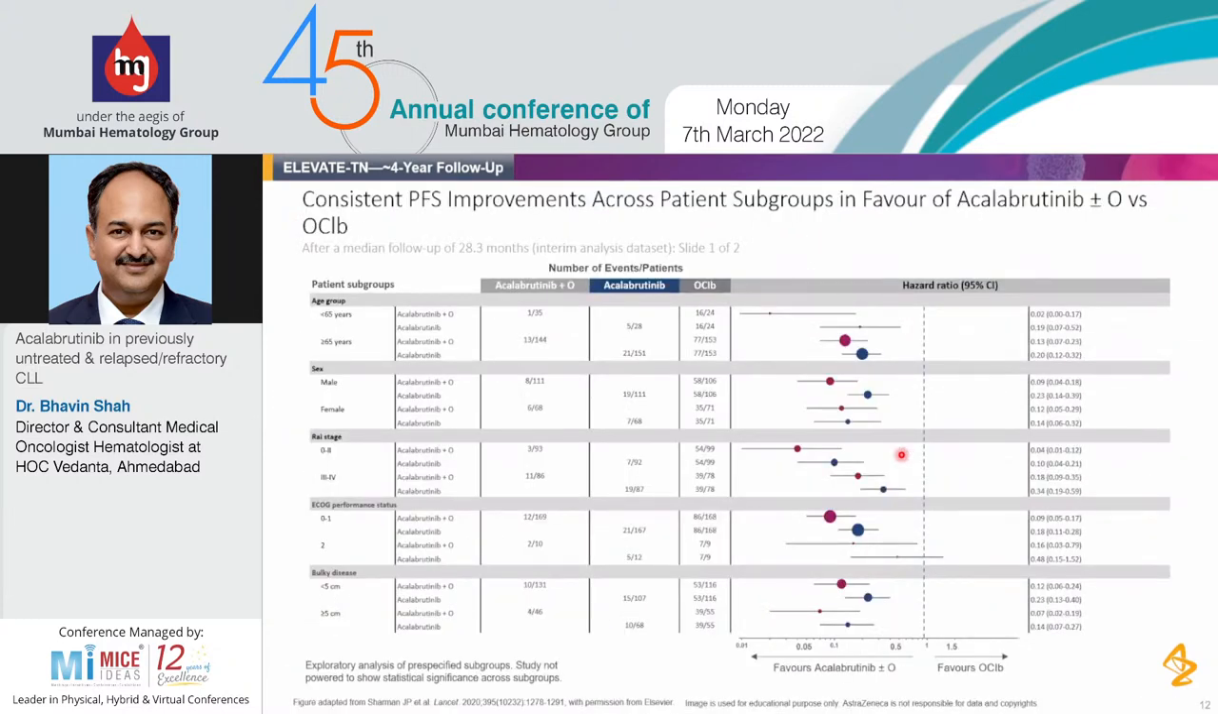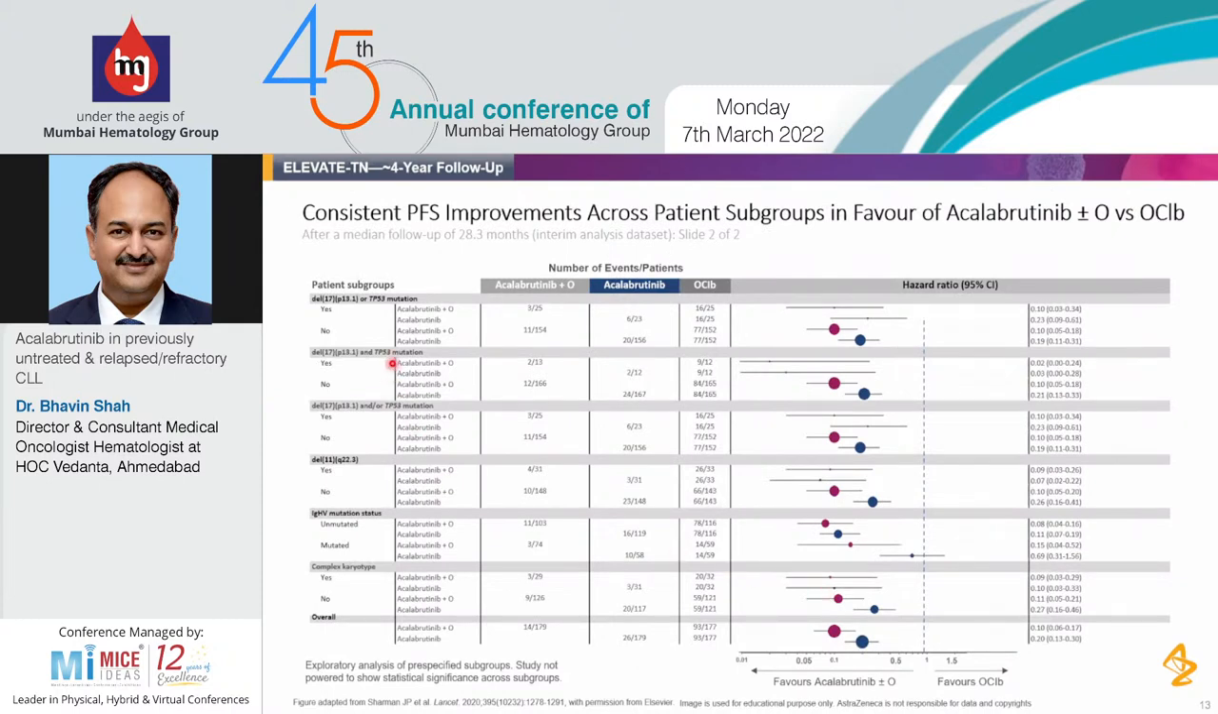Now, on the forest plot, if we look according to age, sex, RAI stage, ECOG performance status, or bulky disease, acalabrutinib plus or minus obinutuzumab shows favorable results compared to chemoimmunotherapy. And in the same way with high-risk cytogenetics like deletion 17p or TP53 mutation, deletion 11q, or IGHV mutation status, complex cytogenetics, all of these favor the ACAL-based treatment compared to chemoimmunotherapy.